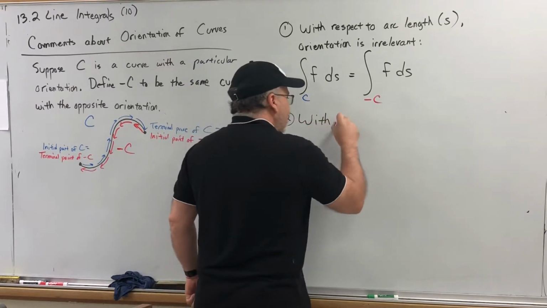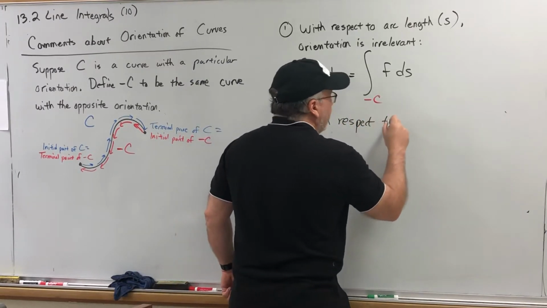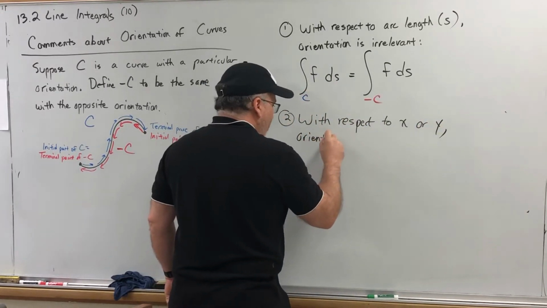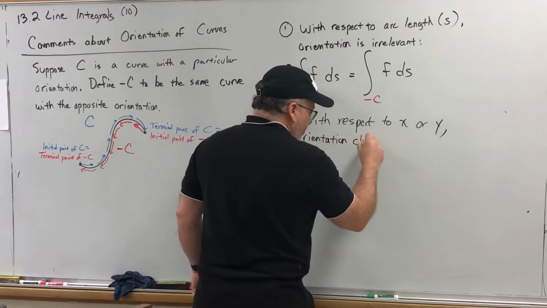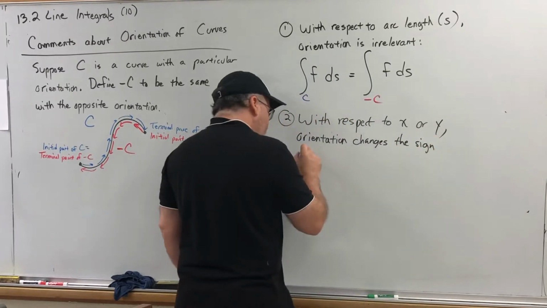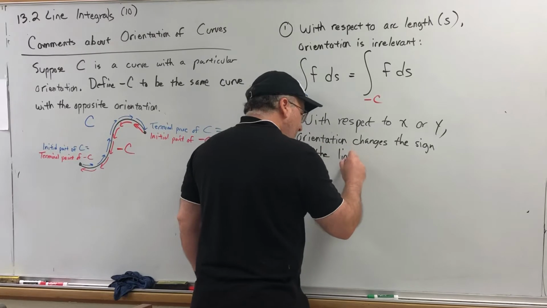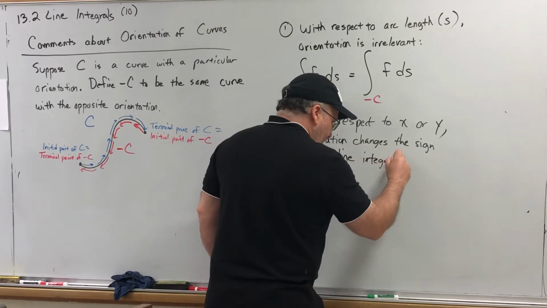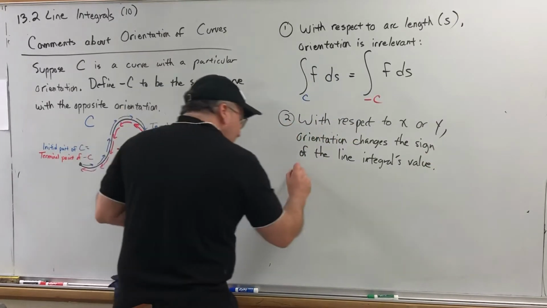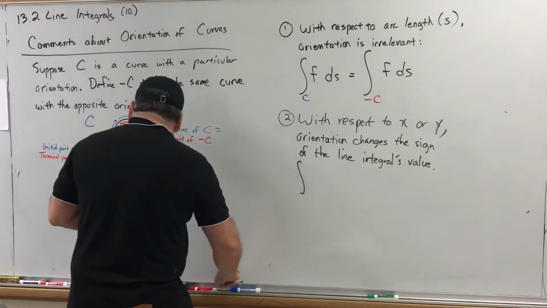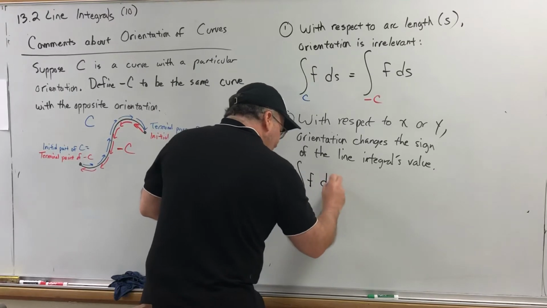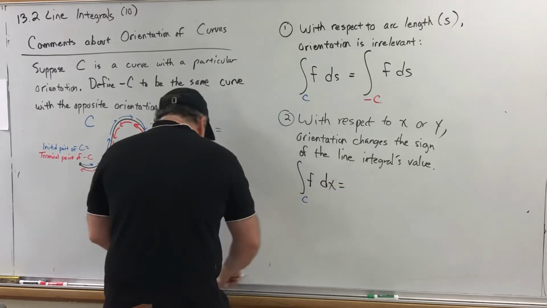However, with respect to x or y, orientation changes the sign of the line integral's value. So what does that mean? That means if we do a line integral over some curve, we'll call it C, some function dx, then that will give us the opposite.